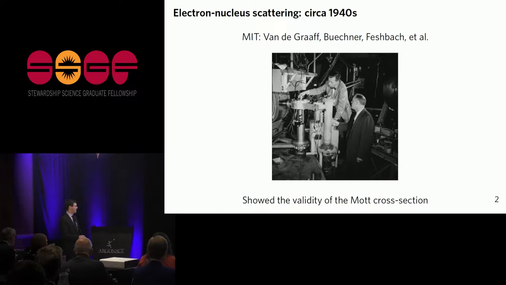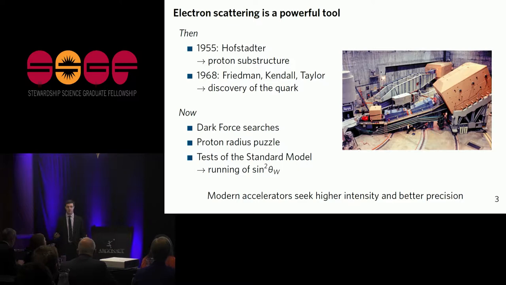Some of their first work was to show the validity of the Mott cross-section, which is just, we don't have enough energy to see any structure in the nucleus, so we say it's like a point particle. And that worked for the most part. Later on, electron scattering developed as a more powerful tool. In 1955, Hofstadter discovered proton substructure. In 1968, Freeman, Kendall, and Taylor claimed discovery of the quark. And here are some of the giant spectrometers they used to discover the quark at SLAC.